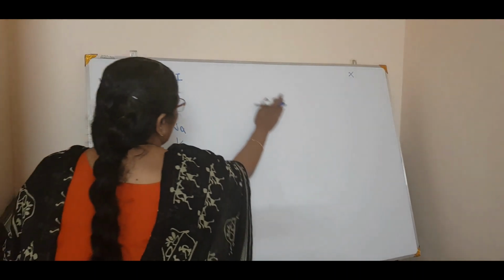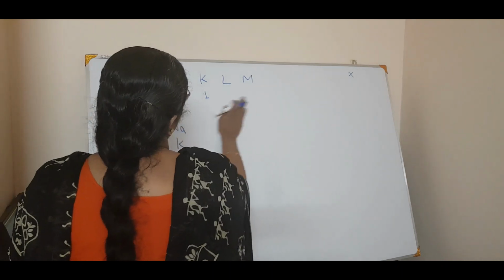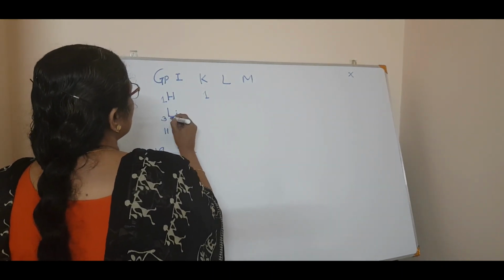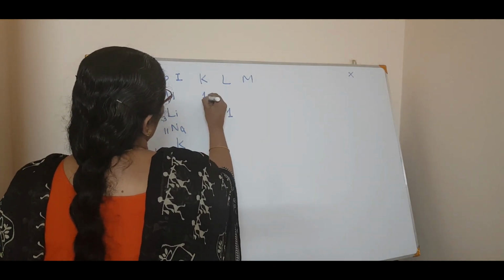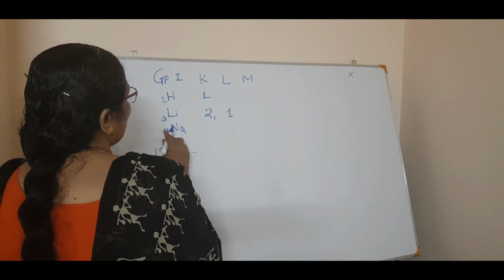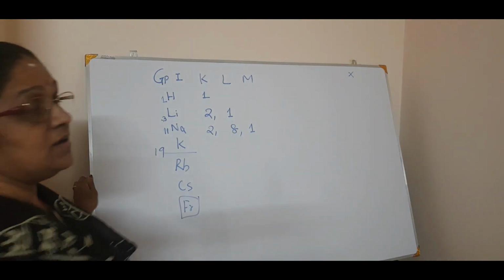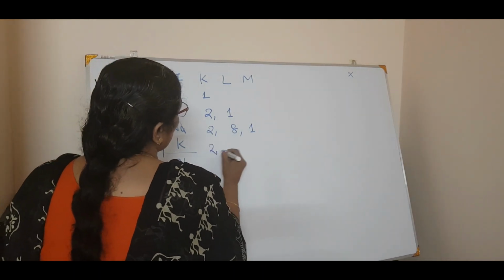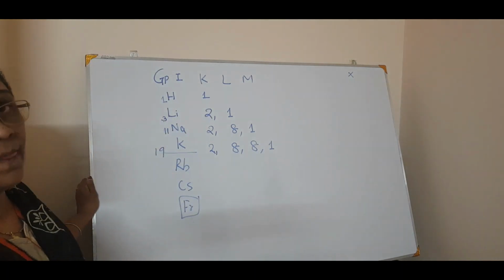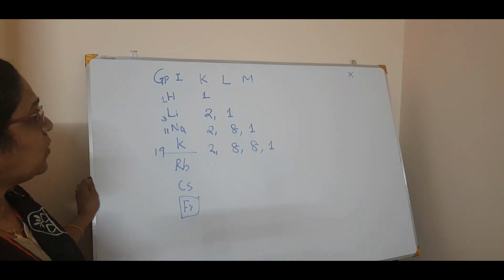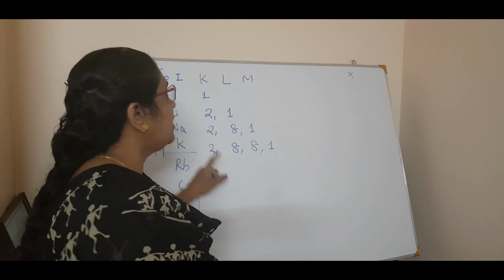Right? What is the electronic configuration of hydrogen? It is 1. Right? You know K, L, M and like that. Okay. So 1. What is lithium? 3. So it is 2, 1. Isn't it? 2, 1. Correct. Then sodium. Sodium is 11. That is 2, 8, 1. Correct. Then potassium 19. 2, 8, 8, 1. Correct. Isn't it? So these are the electronic configurations of hydrogen, lithium, sodium and potassium.